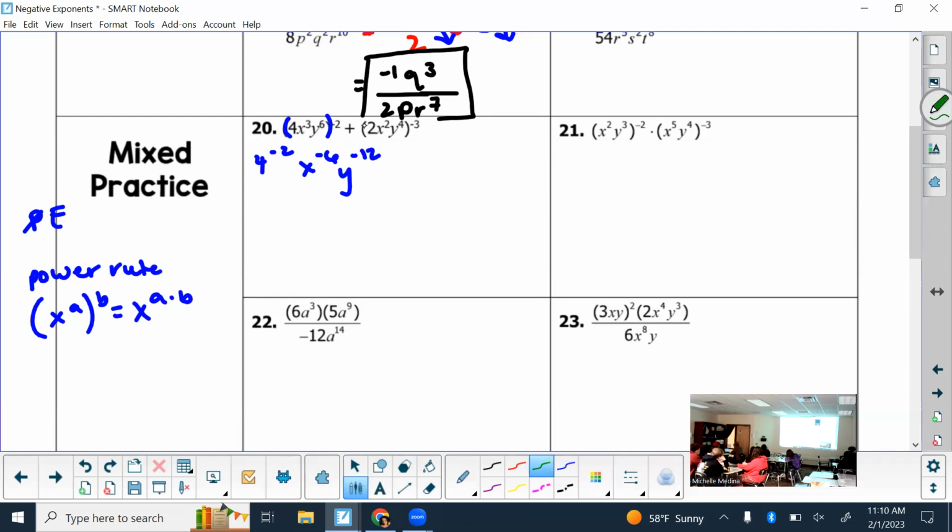The next chunk is all of this raised to the power of -3. So we'll have 2 to the -3 power. We'll put that in our calculator in a second. What will be the new exponent on the x, 2 times -3? -6, good. What will be the new exponent on the y, 4 times -3?